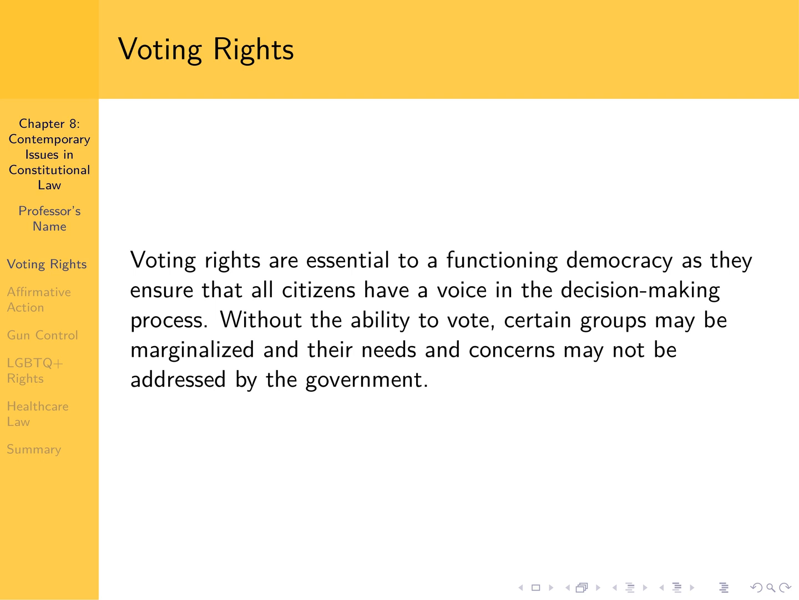Without voting rights, democracy is weakened, and the government may not accurately represent the diverse needs and perspectives of its citizens. It is vital to protect and expand voting rights to ensure a fair and inclusive democracy for all.